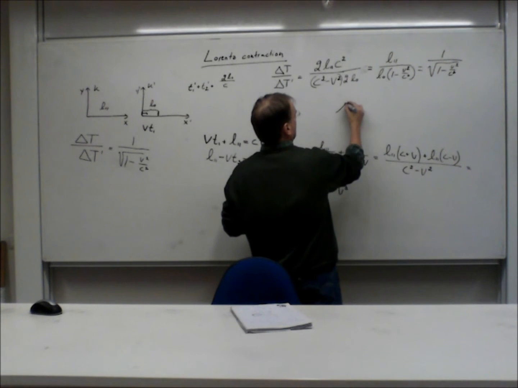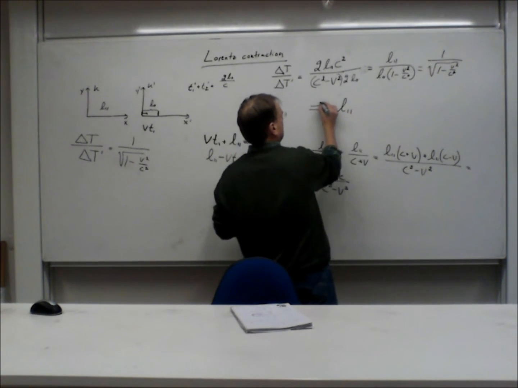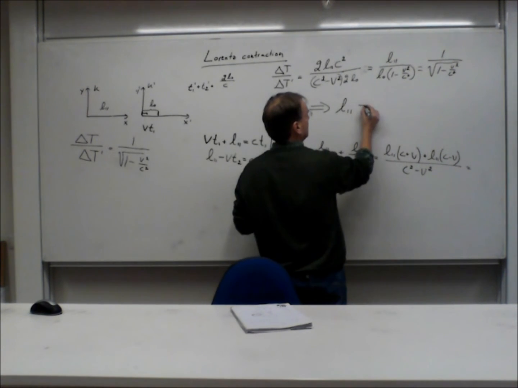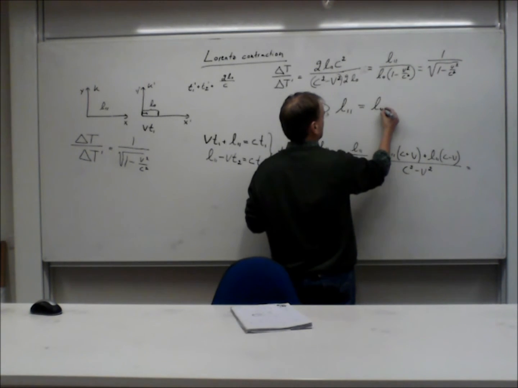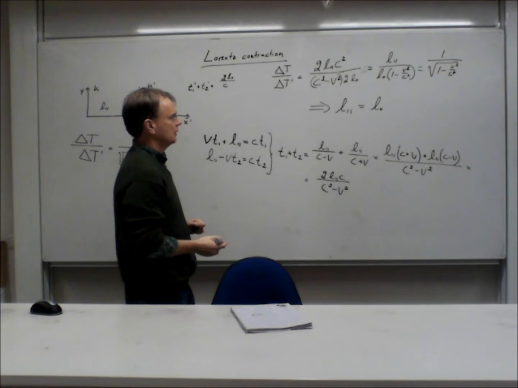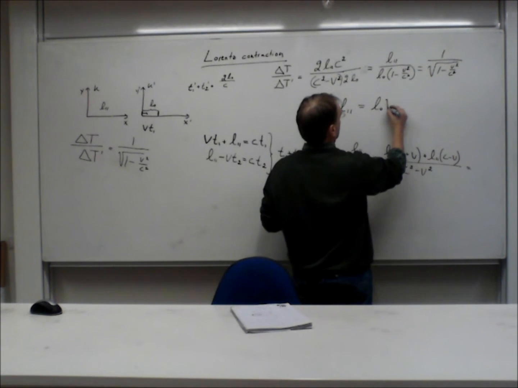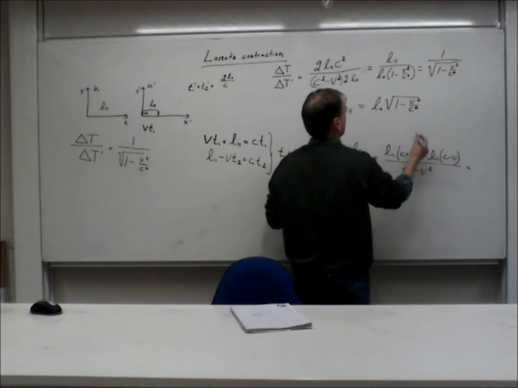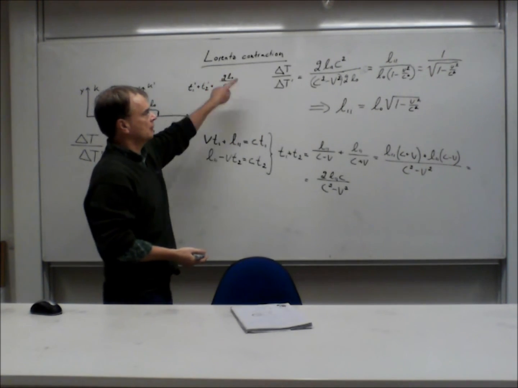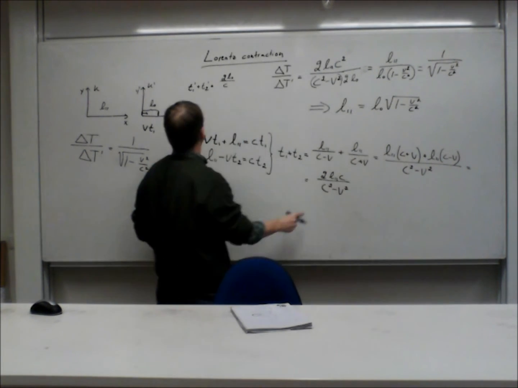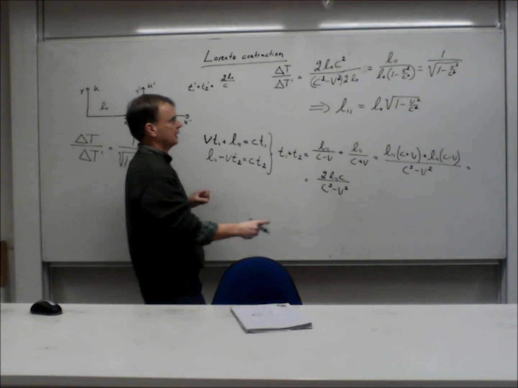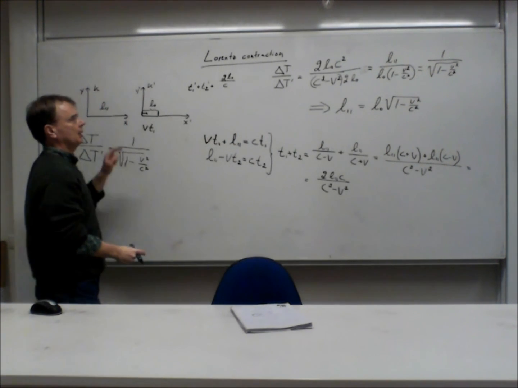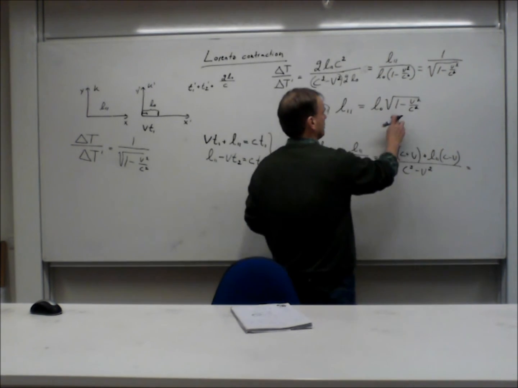So the length measured in the system where the clock is moving will be equal to the length measured in the system where the clock is at rest times the square root of 1 minus u squared over c squared. And this is the Lorentz contraction. When we have a ruler, for example, instead here, it will contract by this factor. It will be smaller measured in this system by the factor, the square root of 1 minus u squared over c squared.